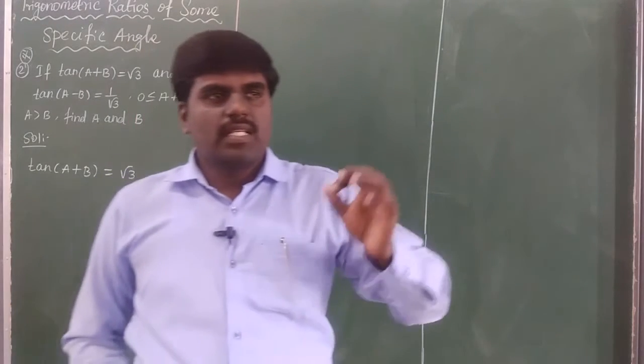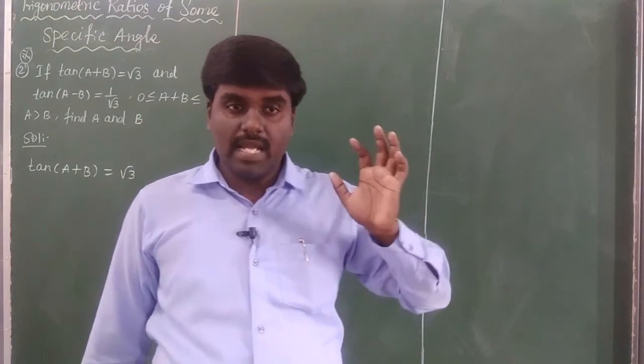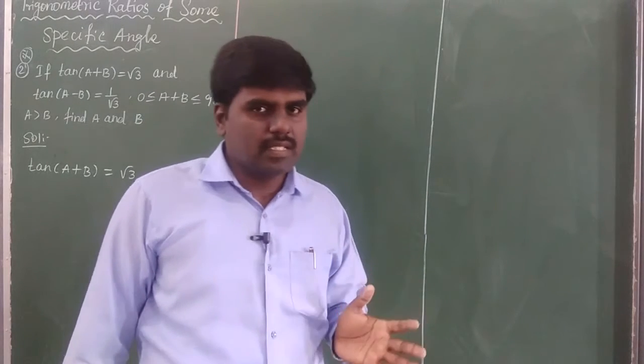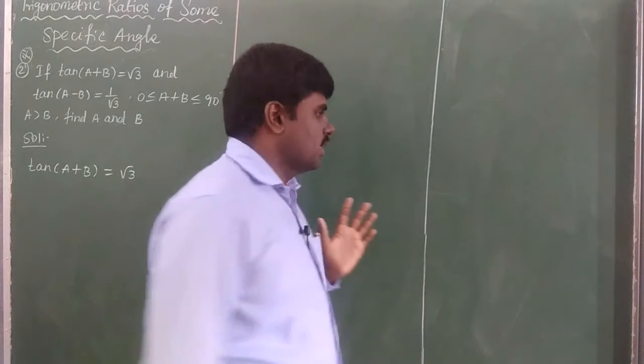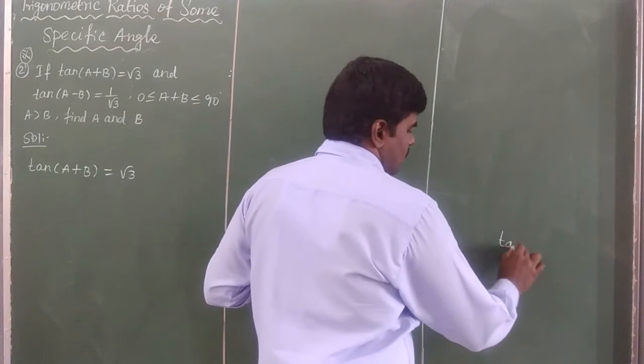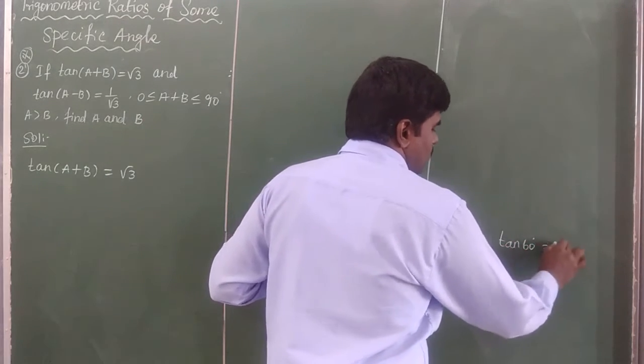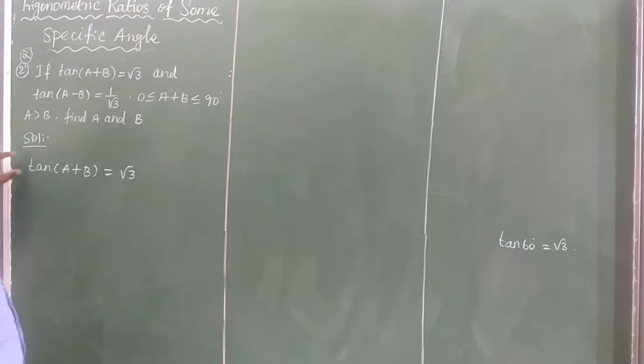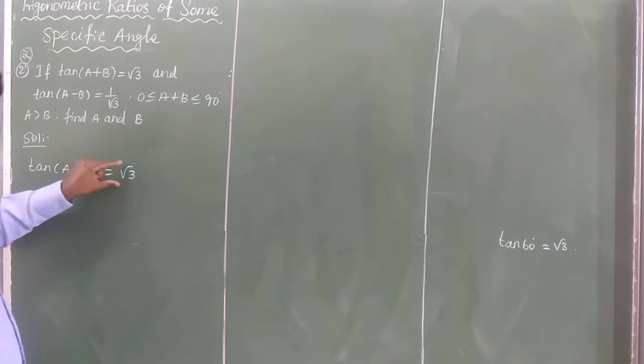First, tan 0 degree is 0. Tan 30 degree is 1 by √3. Tan 45 is 1. Tan 60 degree is √3. Okay, here tan 60 degree is equal to what value? √3. Understood? In the same way, given tan(a + b) is equal to √3.